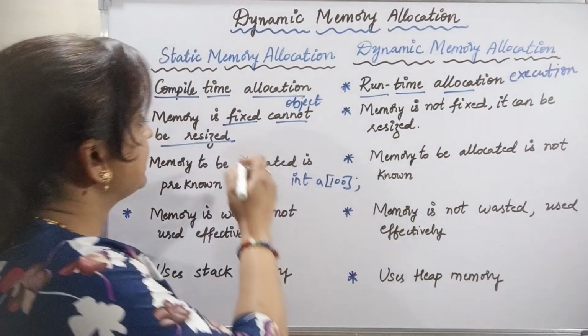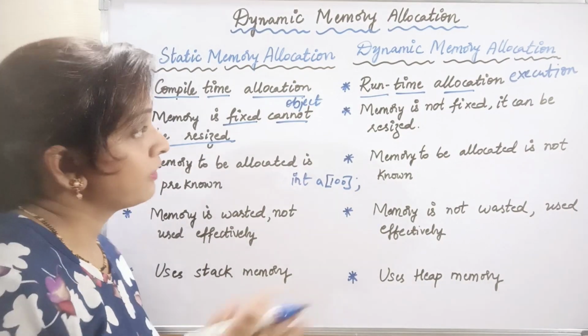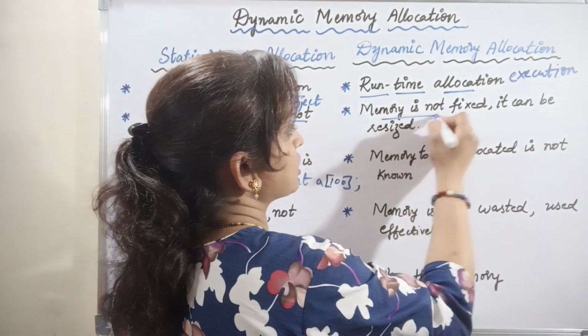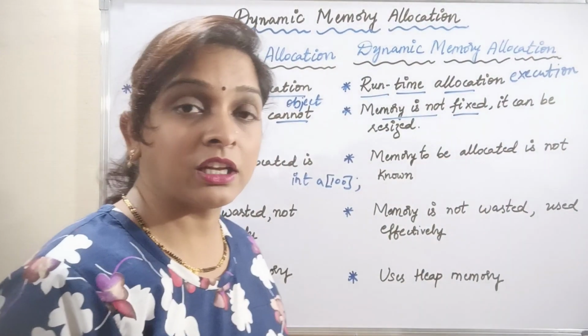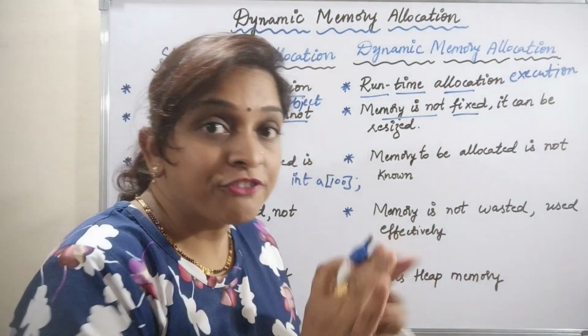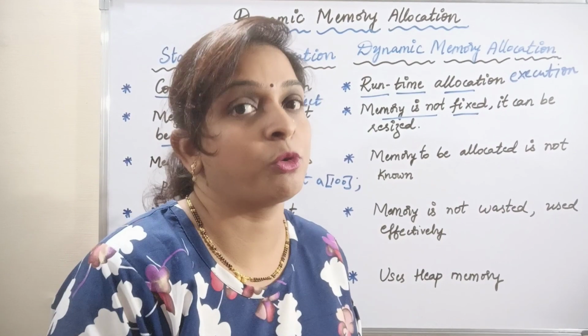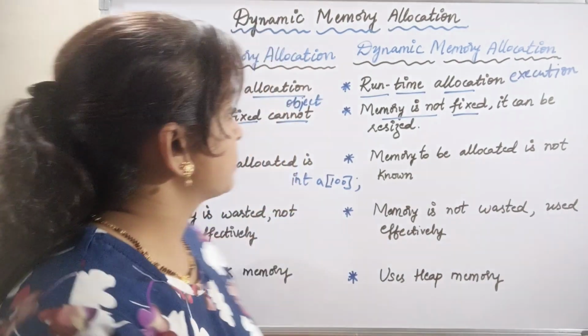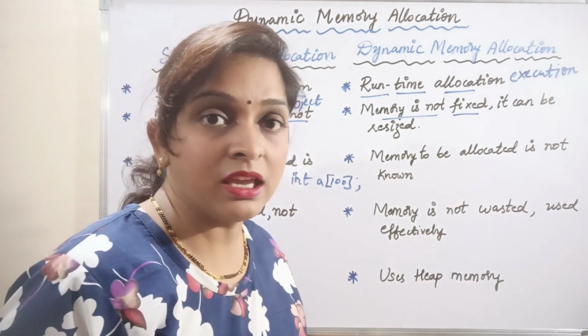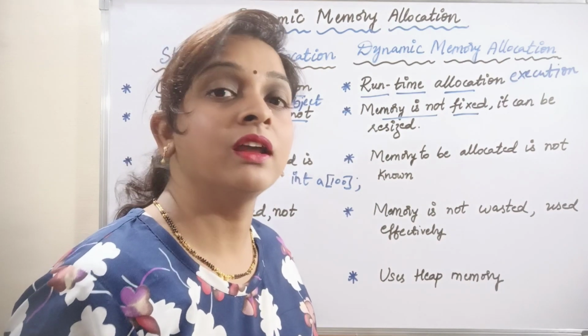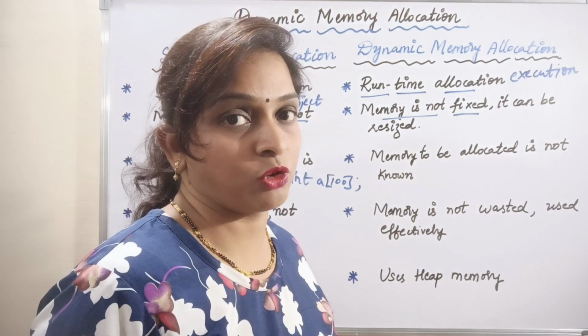We cannot resize it. Whereas in dynamic memory allocation, memory is not fixed during compile time. We are going to decide during runtime how much memory we require. So I can resize the memory. However much memory I require, I can allocate only that much.